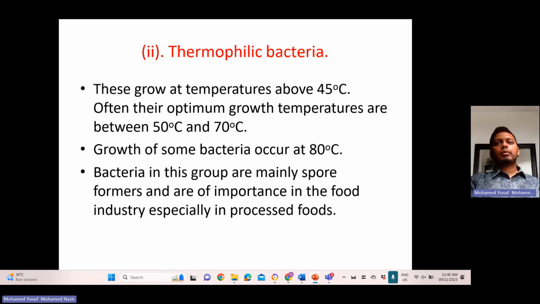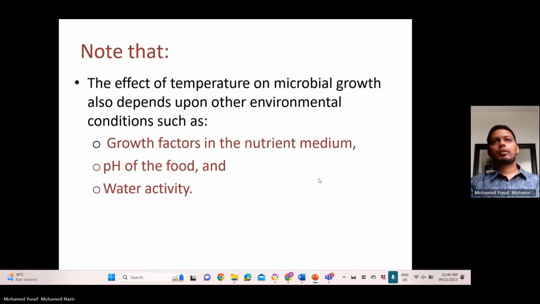Okay, next is thermophilic bacteria. These are the type of bacteria that are able to grow at temperatures over 45 degrees, and the optimum will be 50 to 70 degrees. But there are not many bacteria that are able to grow at this temperature. Bacteria in this group are mainly spore formers and important in the food industry, especially in processed foods.